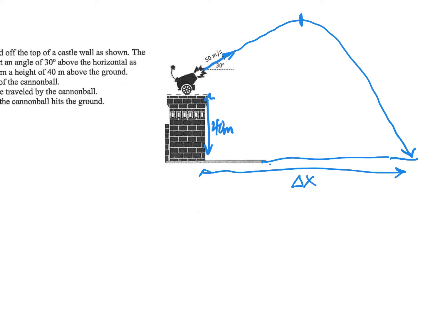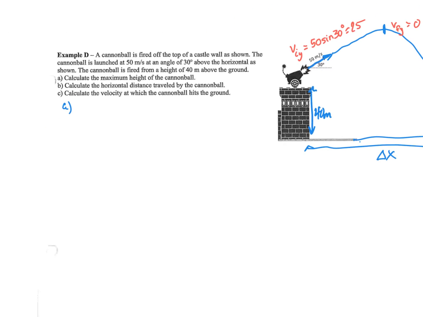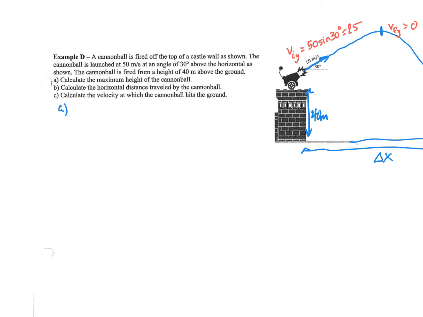So the first thing we need to approach is think about what's happening at that max height. We know that v initial, in the y direction, is going to be 50 sine 30 degrees. That's going to be 25. We know that v final right here in the y direction is going to be 0. That's what's going to allow us to figure out what that max height is. So let's approach it from that standpoint. We're going to look for the maximum height.